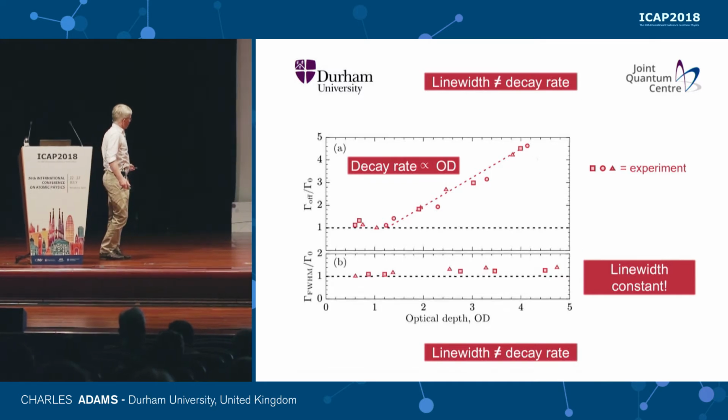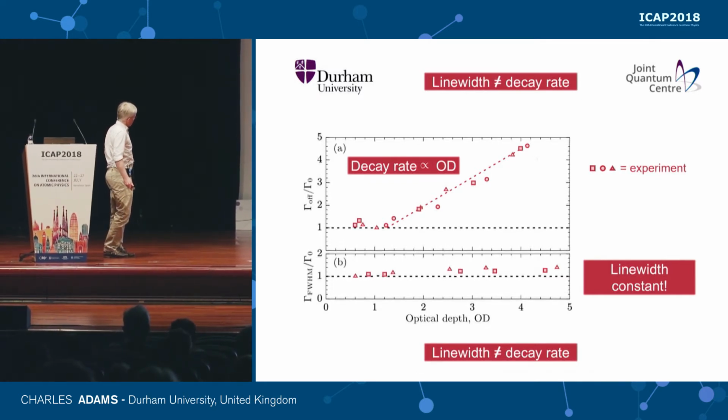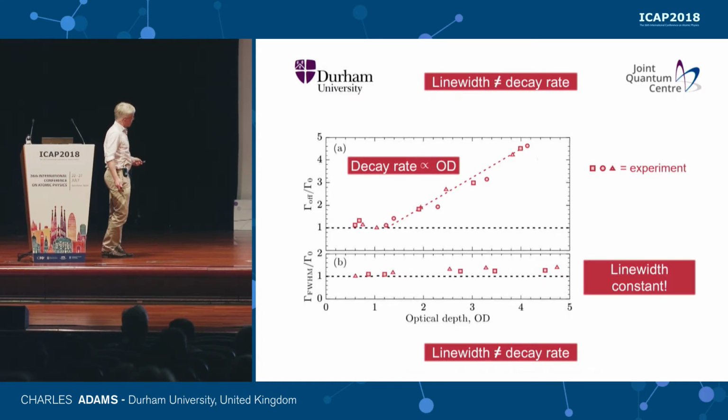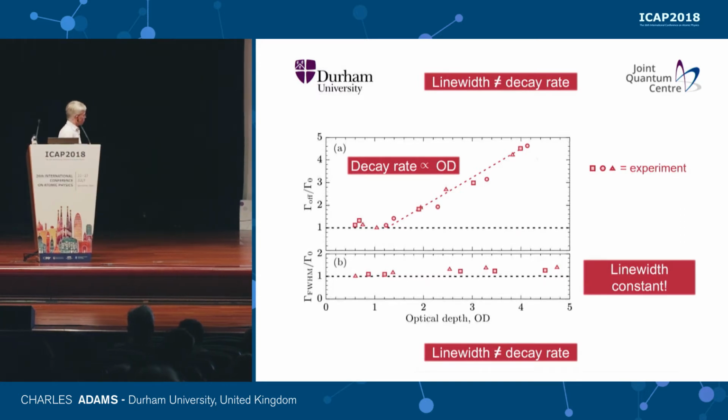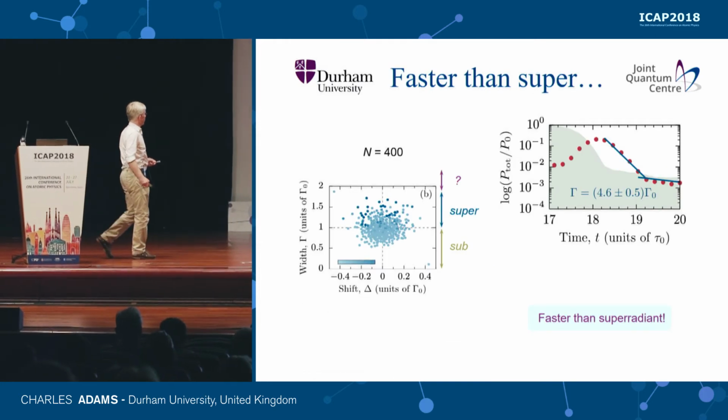And so we did more systematic measurements as a function of density or optical depth. What you see here is that although the line width stays roughly constant at gamma, the decay rate is going up. So we find in our system that line width is not equal to decay rate.